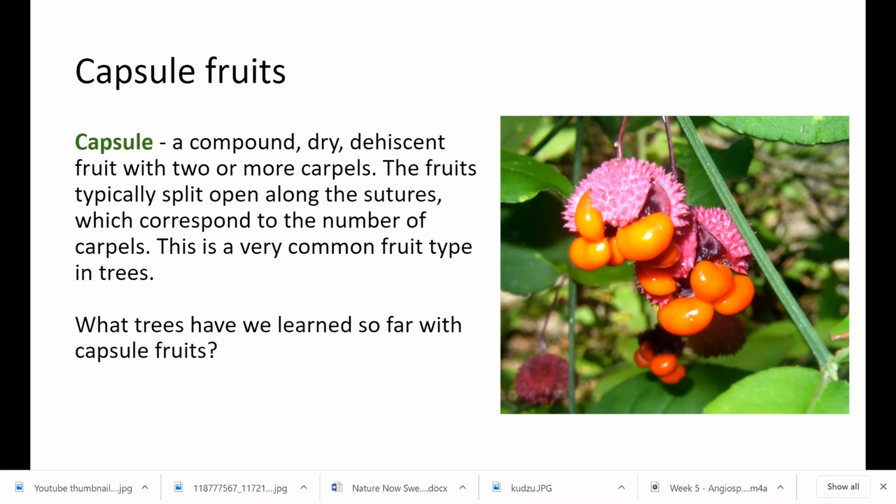So it's compound fruit, has 2 or more carpels, and the fruits typically open along sutures, and you can see them here at this photo on the right. And that usually corresponds to the number of carpels. And this is a very common fruit type, one that we often see in trees. And so this photo on the right, I hope that you can identify. We just learned this in lab.